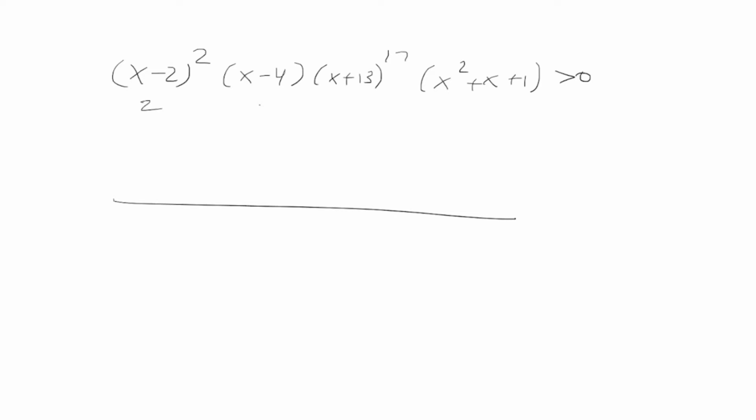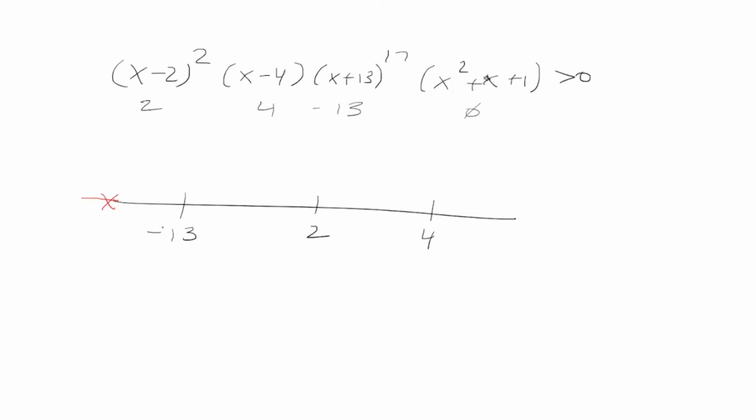We're given a long polynomial, (x minus 2) squared, (x minus 4), (x plus 13) raised to the 17th power, (x squared plus x plus 1). And we want to see when this is greater than 0. Well, we have to set each factor equal to 0. So we get 2, 4, negative 13. And this you cannot factor. There's no nice solution for this, no real solution. So we're going to just ignore this. Now we're going to plot in the points, negative 13, 2, and 4. And plug in values here.